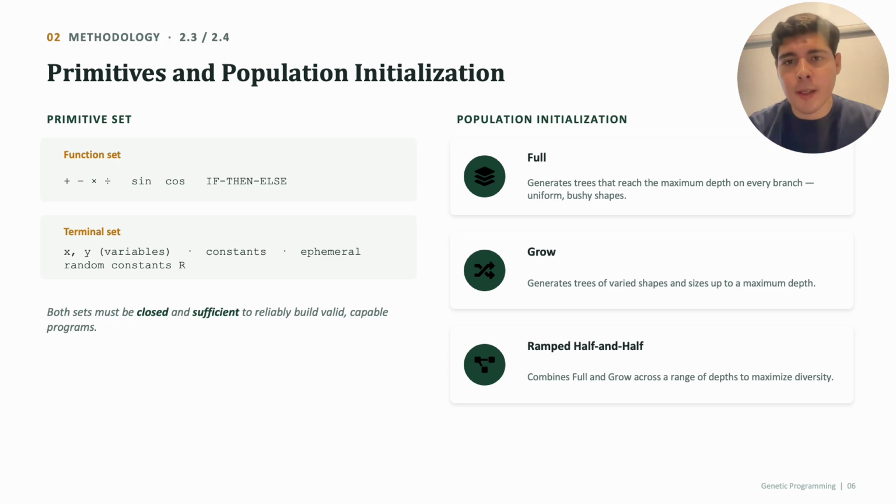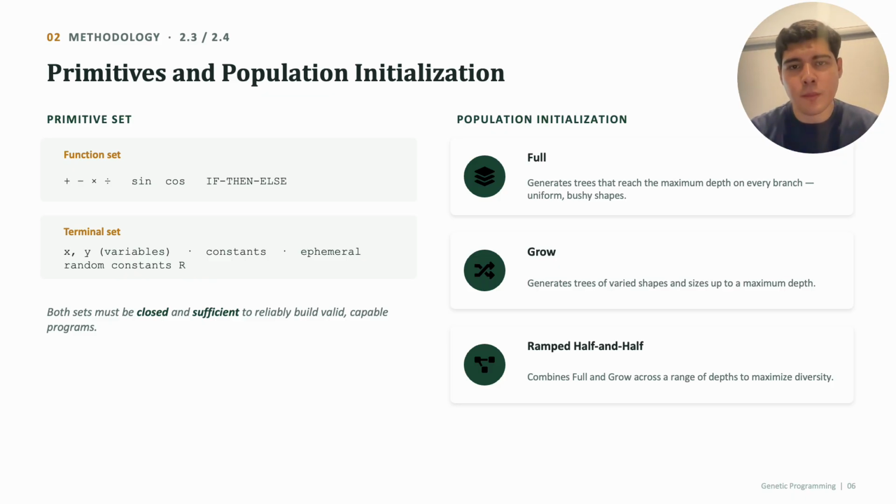Now we are moving to primitives and population initialization. To build these trees, GP needs two ingredients. A function set, here arithmetic operators, string functions, and conditional logic. And a terminal set, of variables, constants, and what are called ephemeral random constants, which just means randomly generated numeric values baked into the tree. For the first generation, before any evolution has happened, we need to generate trees from scratch. Full builds trees that hit the maximum depth on every branch, bushy and uniform. Grow builds trees of various shapes and sizes, and ramped half-and-half, which is the most commonly used method.